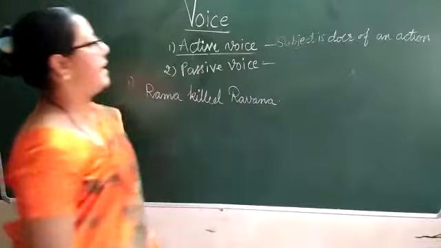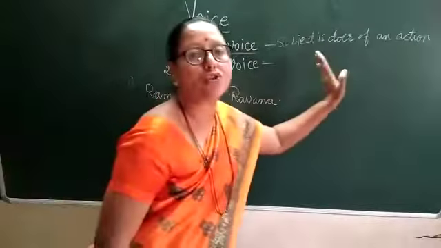What is active voice here? Subject is the doer of an action. I am going to explain now. What is the subject? Rama is the subject. In the sentence, who is the subject? Rama is the subject. Which is the verb? This is the verb. Which verb? Main verb.